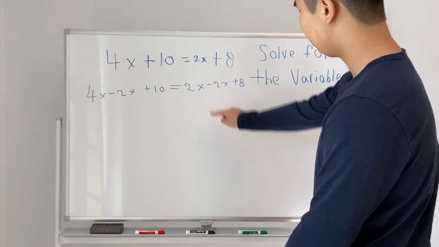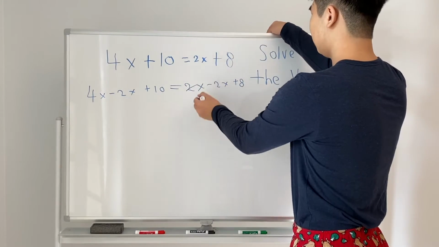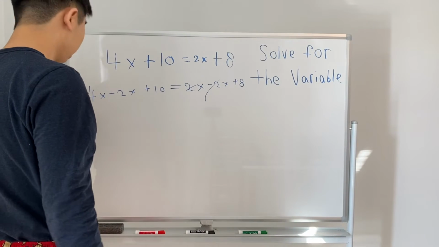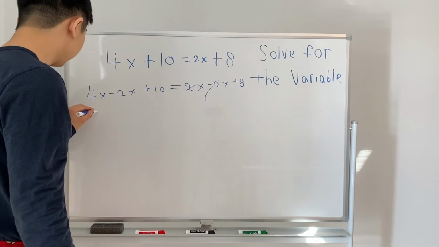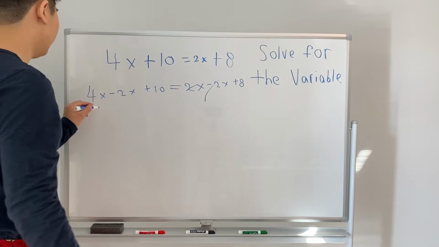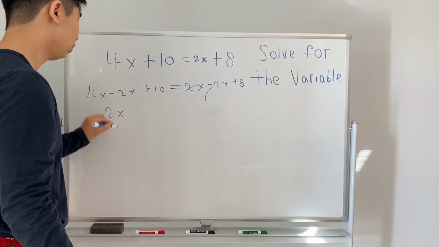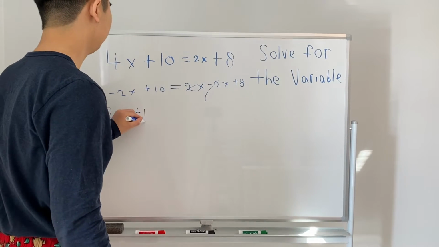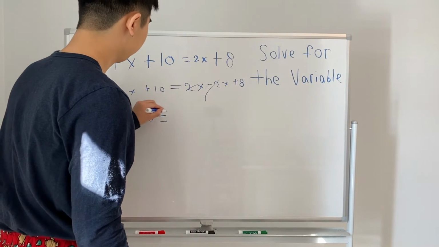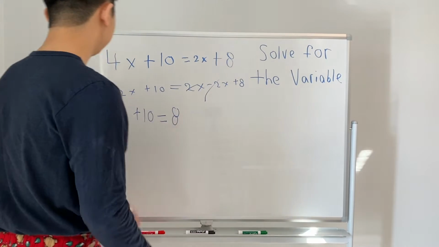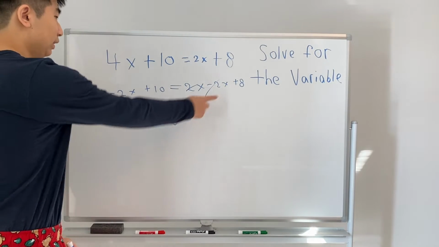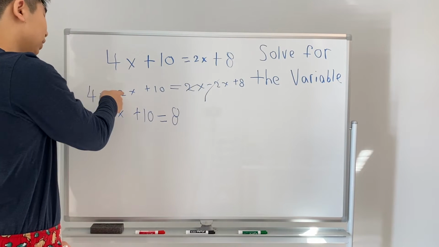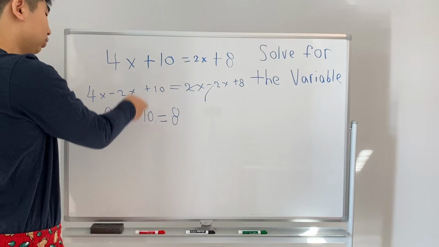Okay, so now these cancel out because 2x minus 2x is 0. So now we're left with 4x. Well, 4x minus 2x is 2x, so I can simplify this. Actually, no, I'll write it all out. So we have now 2x plus 10 equals 8, because 8 is the only thing on the right side right now, because the 2x cancel out. 4x minus 2x is 2x, and then we just bring the 10 down.